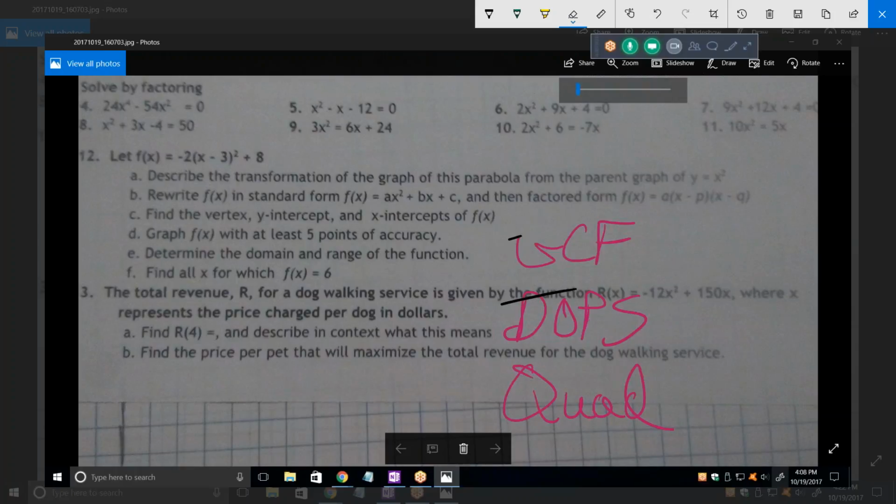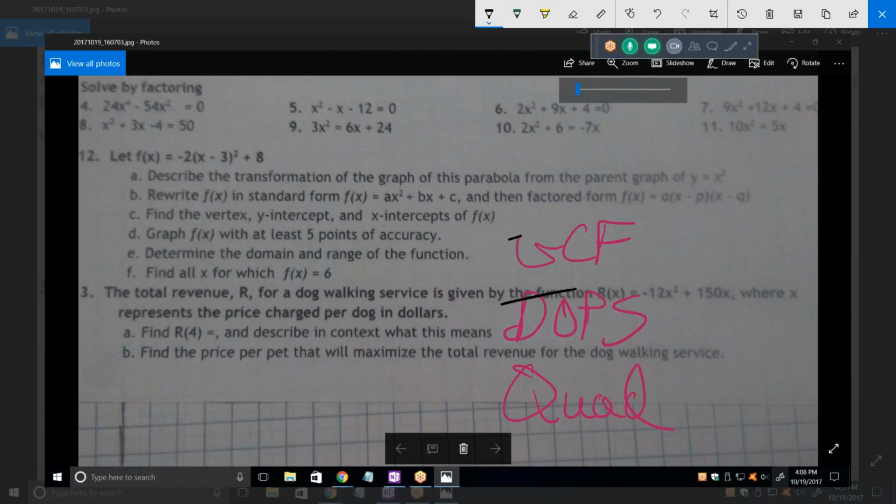This number 7, that's a harder one. In other words, the coefficient of the x squared is not 1. First of all, is there a greatest common factor? Always go through this step-by-step process. No, there isn't. There's no number that divides into it. There's no letter that divides into it. All 3 terms.